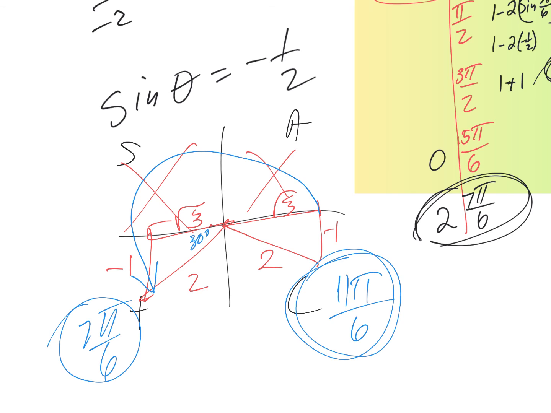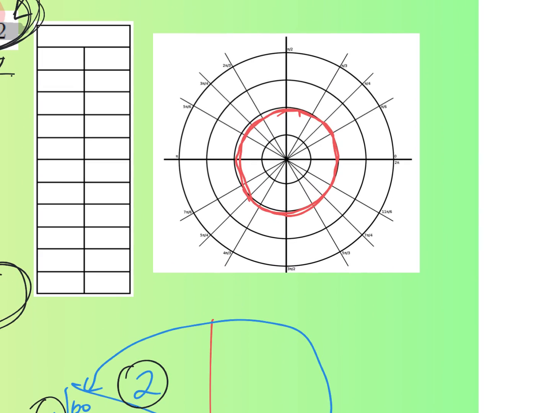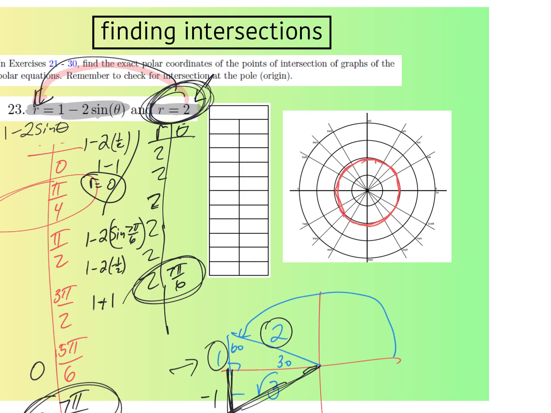Samik. So what do you mean? What are you talking about? 2 comma, because why? Because that is a point. They asked for points. They didn't ask for angles. They asked for points where they intersect. And 2 comma 7 pi over 6 and 2 comma 11 pi over 6 are the two spots where these two circles would touch. Actually, one's a cardioid and one's a circle.